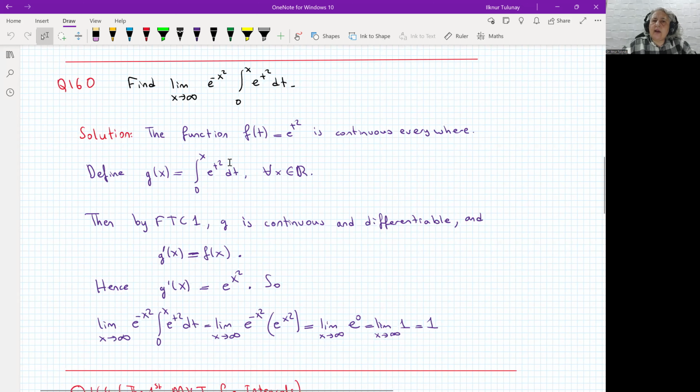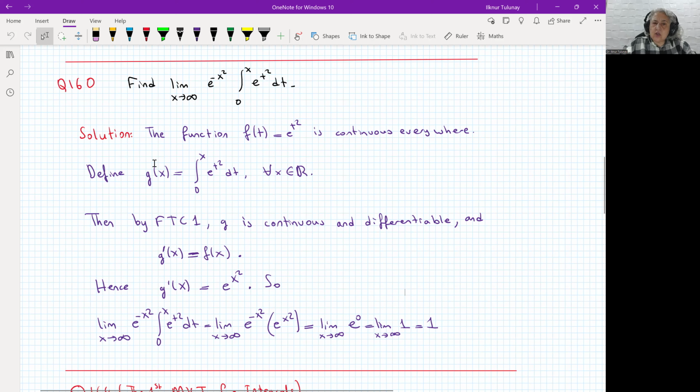So we would like to find out the limit of this integral. Now, let's say f(t) is e to the t squared, which is continuous everywhere. So if we define g(x) as the integral from 0 to x of e to the t squared dt, since we have continuity everywhere, we can apply the first fundamental theorem of calculus.